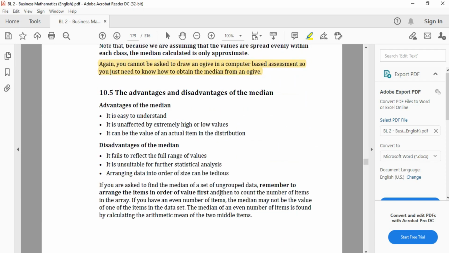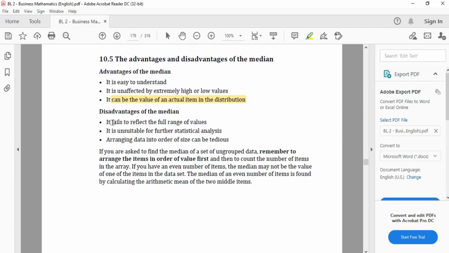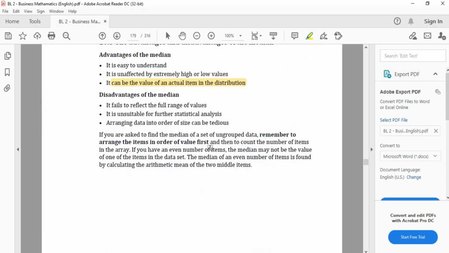Right? So the advantages again: it is easy, not affected by high or low values, and it can be an actual value in the distribution. However, it fails to reflect the full range of values and is not suitable for further statistical analysis, and arranging data into order of size can be tedious. Let's assume you have a large set of data, then it could be really challenging.